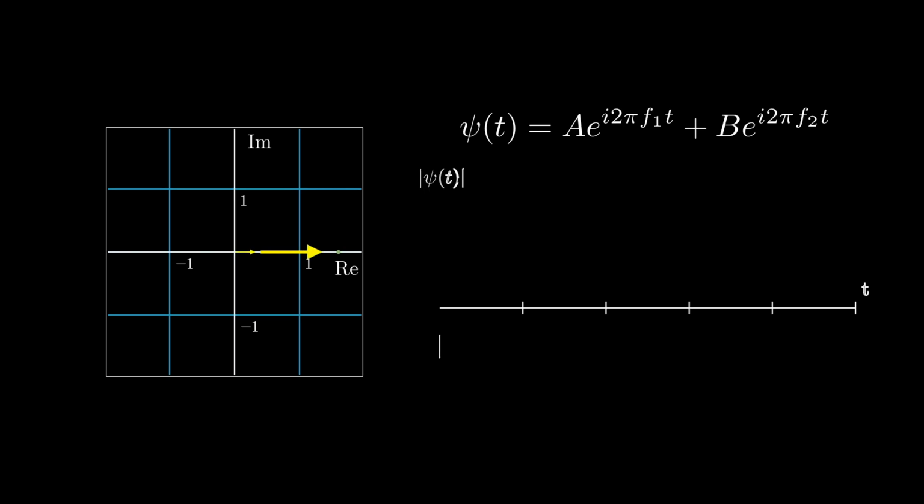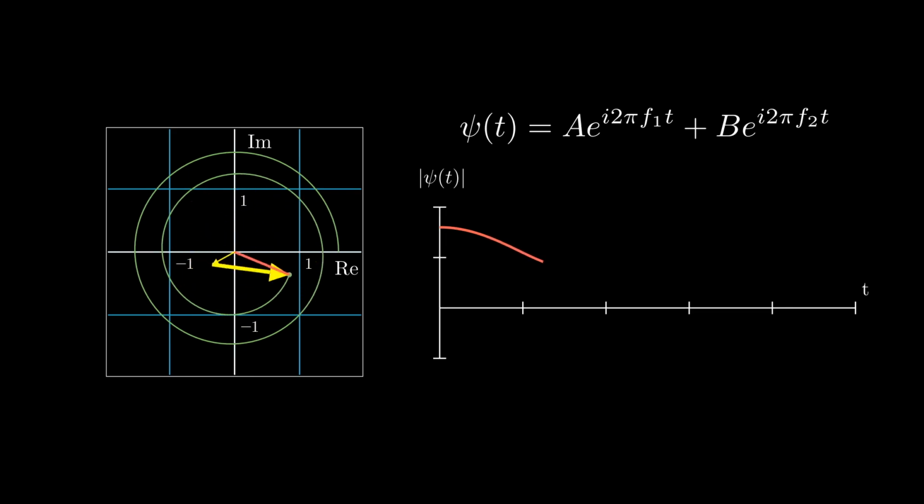Let's consider a more general case. We have the sum psi of two tones with amplitudes A and B, and frequencies f1 and f2 respectively. What happens to the amplitude of the sum then?